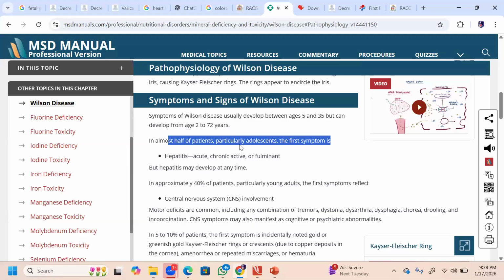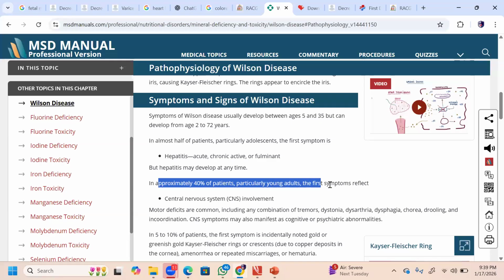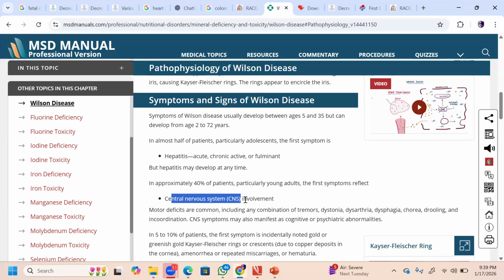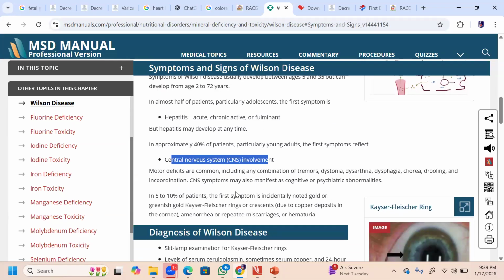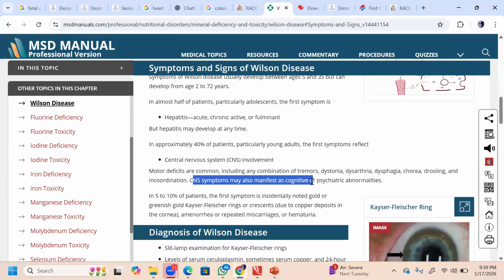So in almost half of the patients, particularly adolescents, the first symptom is hepatitis, acute, chronic, active, or fulminant. But hepatitis may develop anytime. Approximately 40% of patients, particularly young adults, the first symptom reflects central nervous system involvement. The most common include any combination of tremor, dystonia, dysarthria, dysphagia, chorea, drooling, incoordination, and CNS involvement may manifest as cognitive or psychiatric abnormalities.